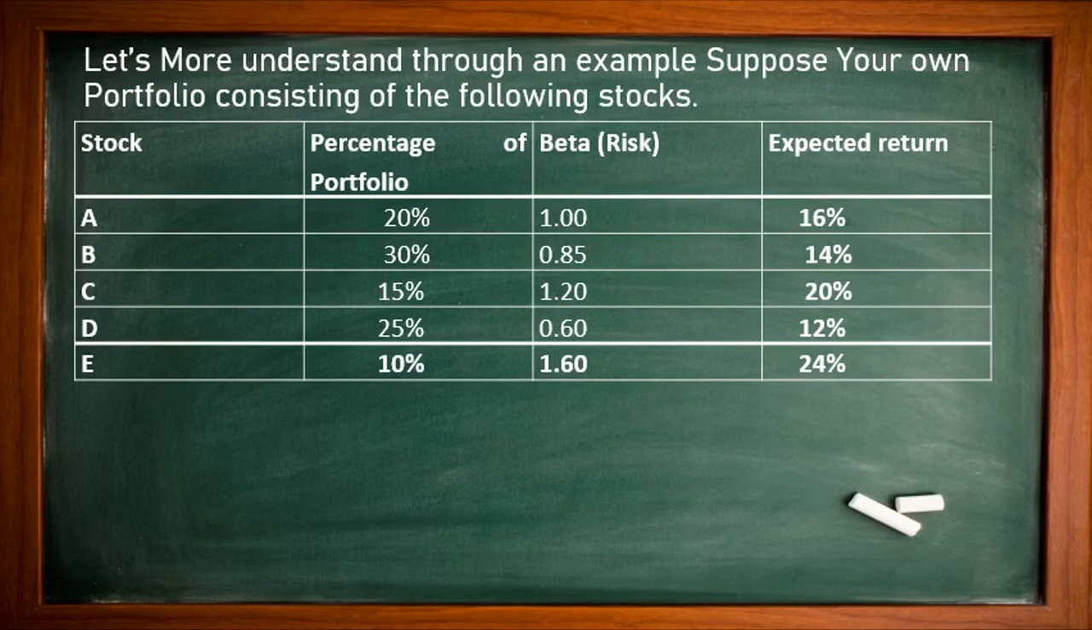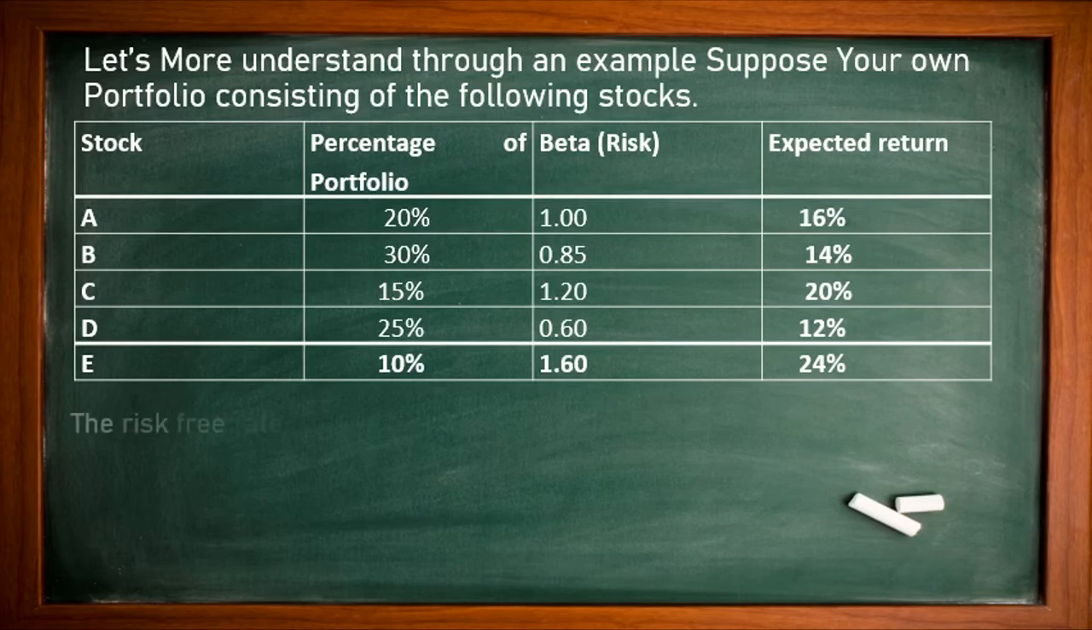Here we will consider the beta risk. I will explain later what the beta risk is. After standard deviation, we have one more financial risk that is known as beta. Beta for A is 1, B is 0.85, C is 1.20, D is 0.60, and E is 1.60. Expected return: if you invest in A, you may expect 16% return, with B 14%, with C 20%, with D 12%, and with E 24%.